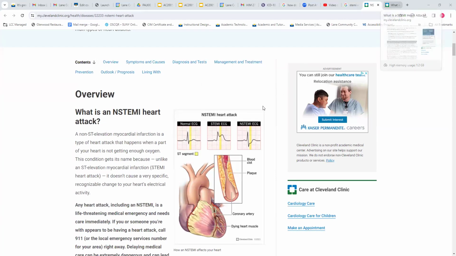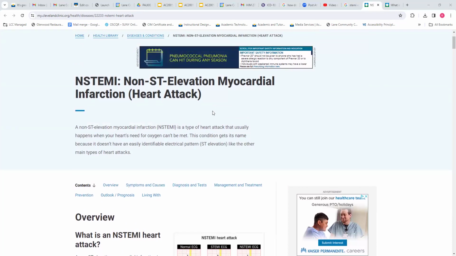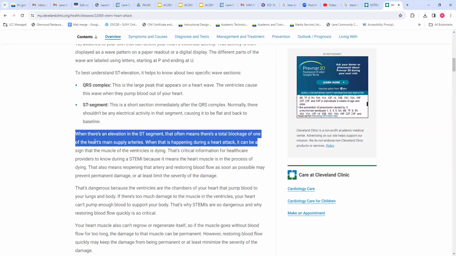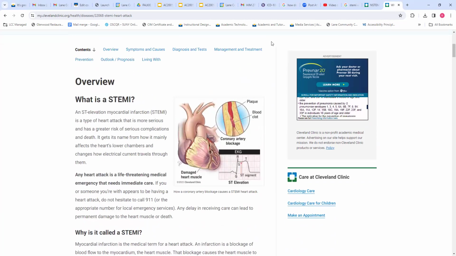And also from the Cleveland Clinic, and if you're interested in more information on this, I'm going to post this for you. There's a total blockage. This is why this is considered more severe and why we want to pick it up. Note here, because of this clot, there is no blood flow over here. Note also that the ST segment is elevated.